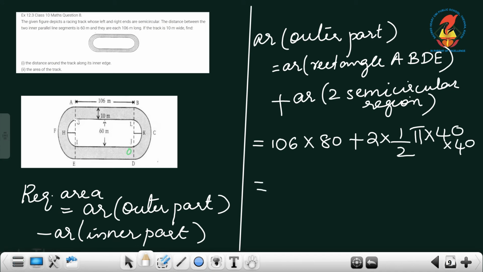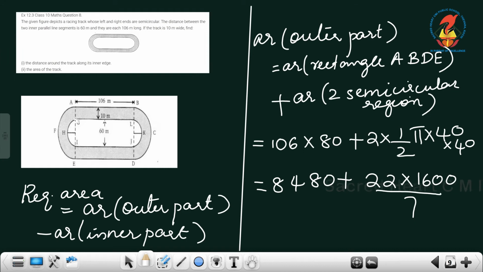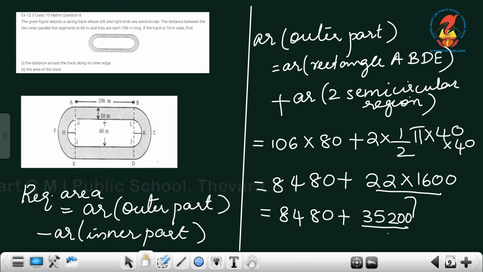So, which is equal to 8480 plus 22 into 1600 divided by 7, which is equal to 8480 plus 35200 divided by 7. This is the first answer. It is given in meters, so meter square. This is the area of the outer region or outer part.